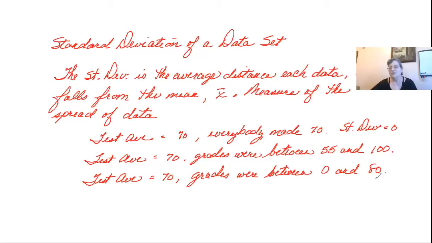So the standard deviation for the second and third test could be anything. But the last one would probably have the biggest standard deviation. I don't know, maybe, maybe not, because 80 isn't that far from 70. So we'd have to see. So how does one calculate a standard deviation? And you can see that it's much more valuable to have both the average and the standard deviation, because you're going to know a lot more about that test.